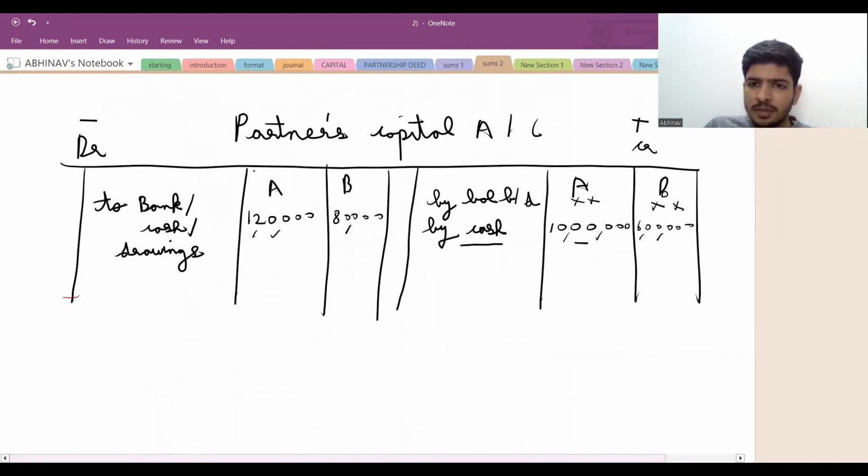Always opening capital. Unless mentioned in the question, it's always opening capital. Yes, there will be a few questions where it will differ, but that will be mentioned in the question. We'll face that hurdle whenever it comes. But whenever they say interest on capital, always take the opening capital. That is by cash, 10 lakh and 6 lakh.